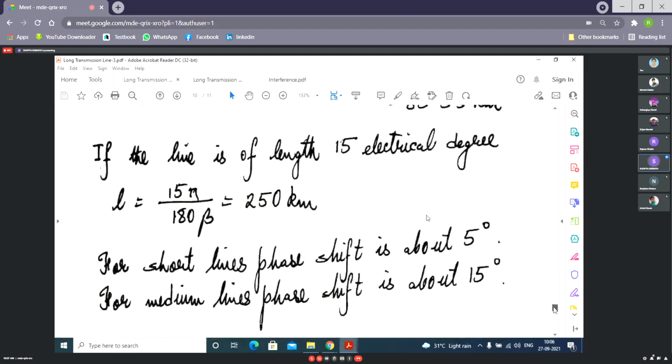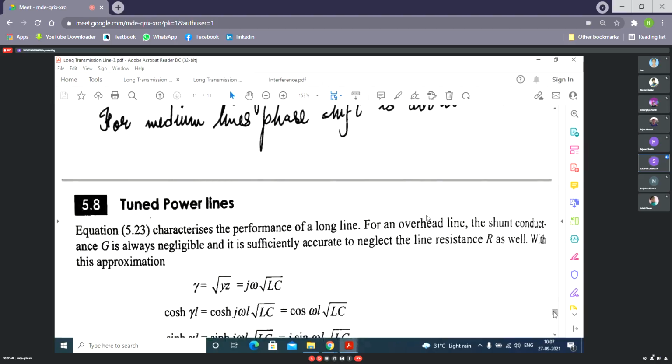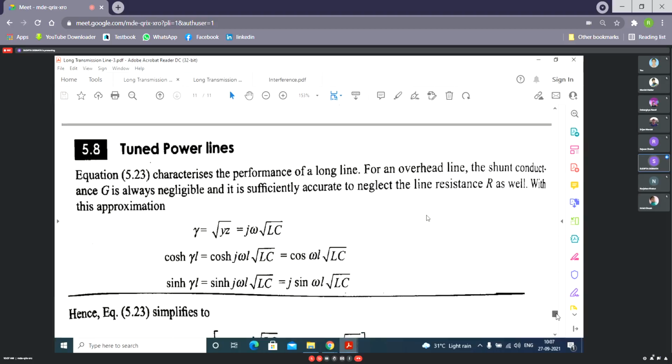Let us discuss another term, that is the tuned power lines. Okay, what is a tuned power line? Actually, tuned power lines are the lines where the sending end and the receiving end voltages are equal. Equal means only the magnitudes are equal. And also the magnitudes of the sending end current and the receiving end current are equal. Clear? So when this is possible, it is called a tuned power line. Now let us see how this is possible.